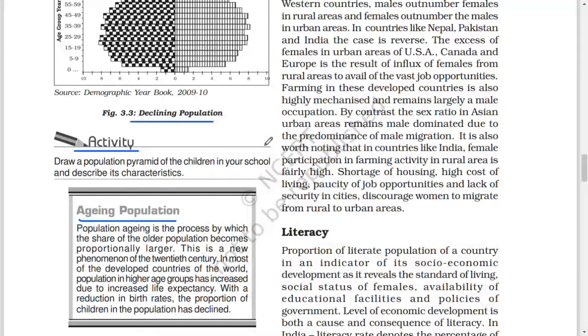It is also worth noting that in countries like India, female participation in farming activities in rural areas is fairly high. Shortage of housing, high cost of living, paucity of job opportunities, and lack of security in cities discourage women from migrating from rural to urban areas.